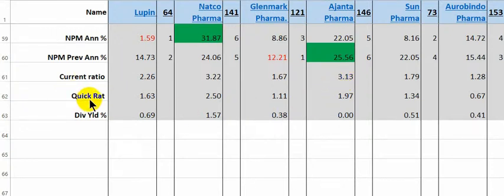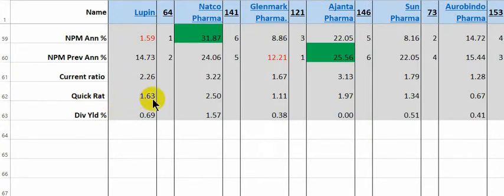In terms of quick ratio, this ratio includes only those assets which can be quickly sold and converted to cash, and then using that to pay off the current liabilities. Quick ratio helps us understand the fastest way that a company can sell off its assets and pay off its liabilities.